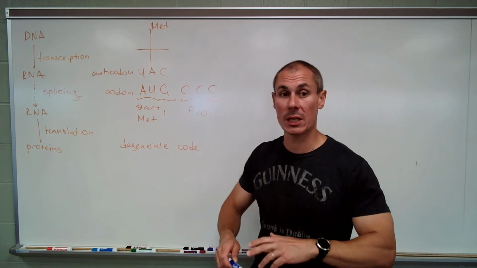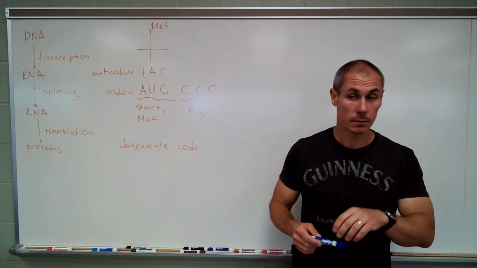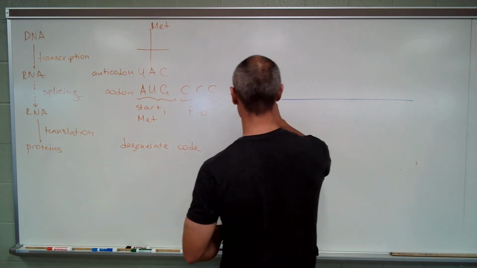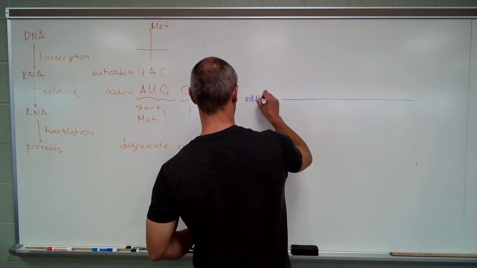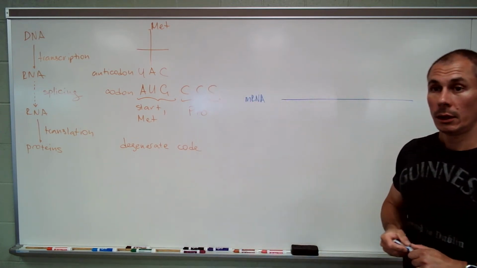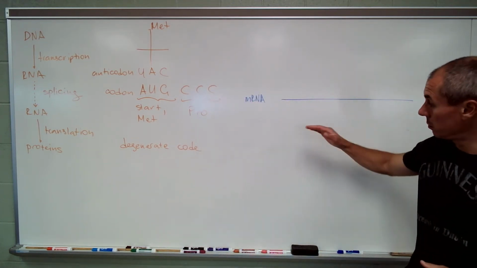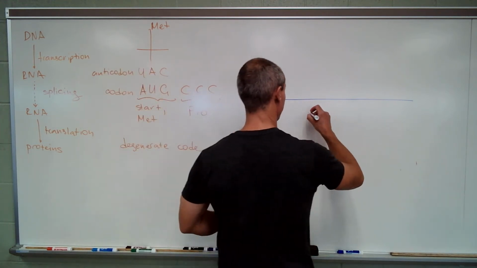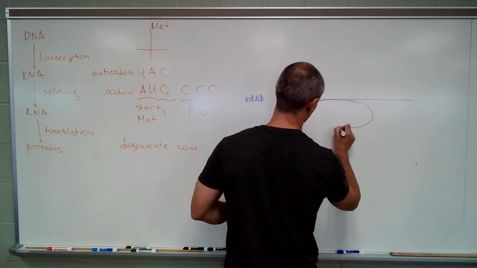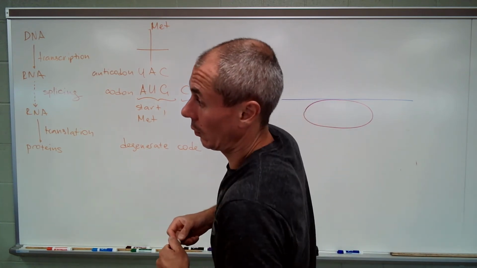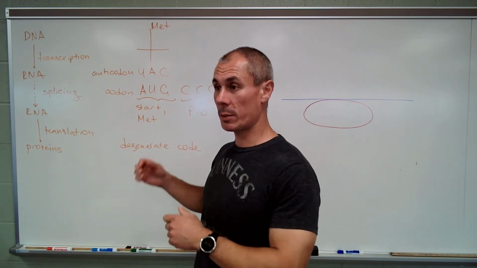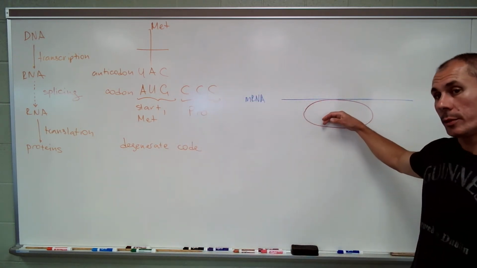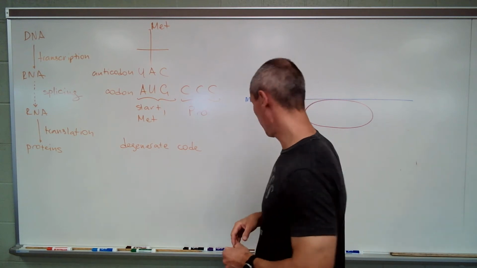So first we need to assemble the whole complex. We're going to start with mRNA. Obviously, we can't do translation without mRNA. And the first ribosomal component that will sit on mRNA will be the small subunit of the ribosome, right? How does the small subunit know where to sit?